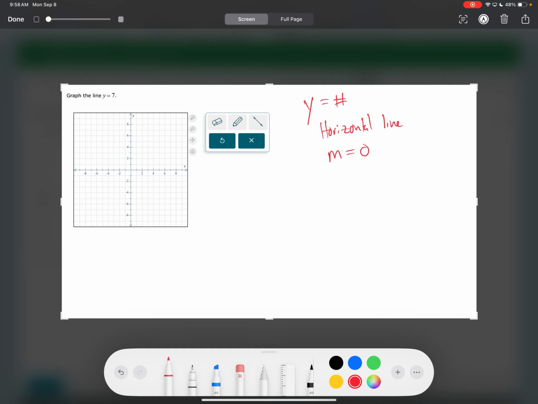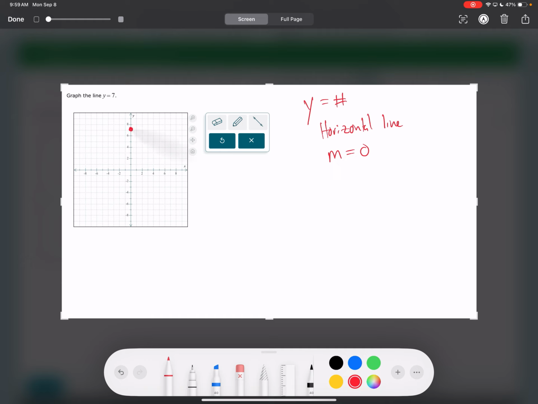Number 10 is on my show your work page too. That's what the answer is. What is the slope of the two different ones? So if it's y equals a number, the slope is 0. If it's x equals a number, the slope is undefined. We'll talk about that in just a second. Let's finish this problem. Y equals 7.